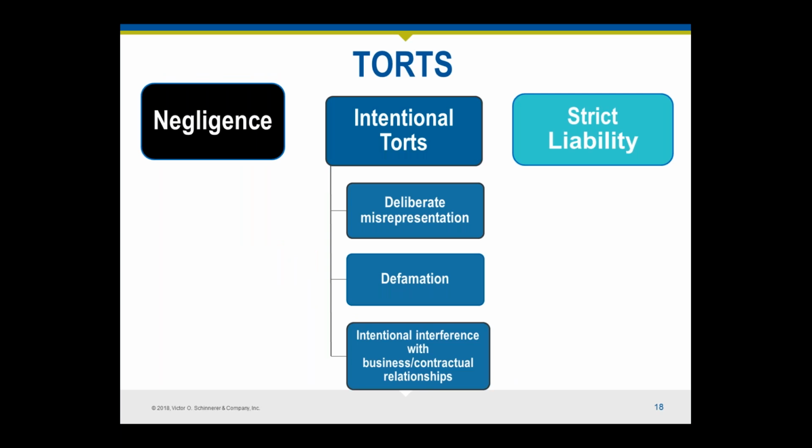Okay, in addition to negligence, other types of torts include intentional torts and strict liability. So now let's talk a little bit about intentional torts. And of course, there are three different kinds of those: deliberate misrepresentation, defamation, and intentional interference with business or contractual relationships. So what is deliberate misrepresentation? An example would be if you misrepresent your experience or your ability, or even that you're licensed. If you're a firm that's doing business in several different states, you want to make sure that your people who are working on that project are licensed in the states in which the projects are located.